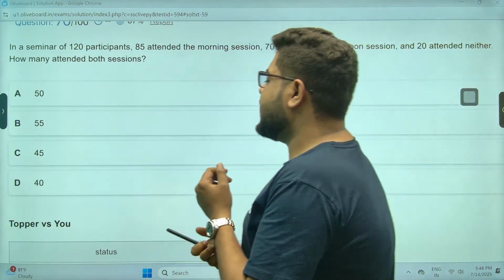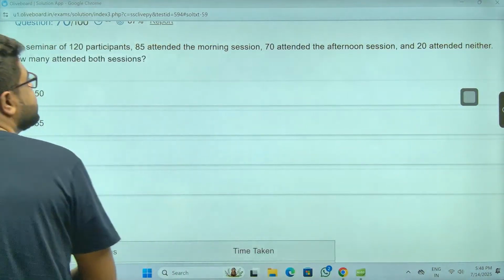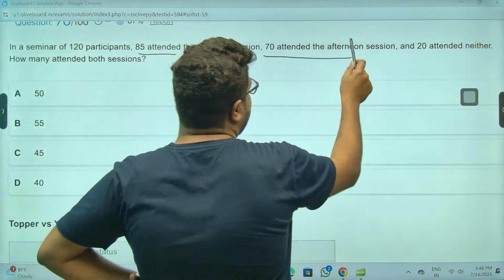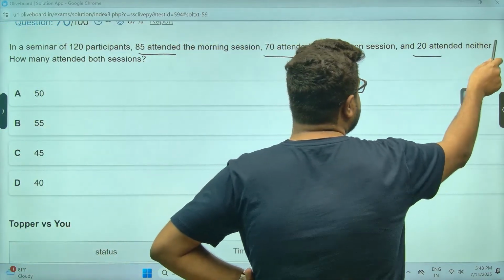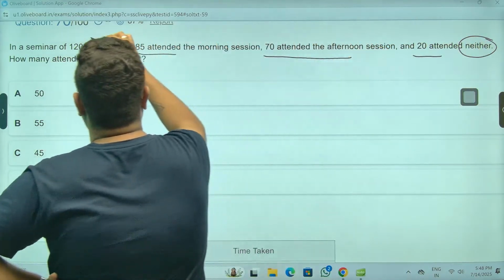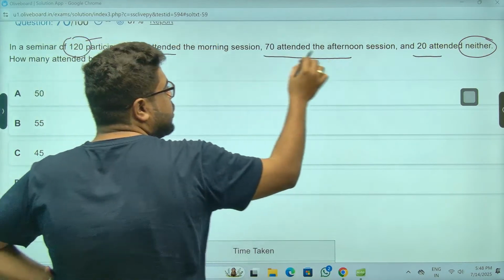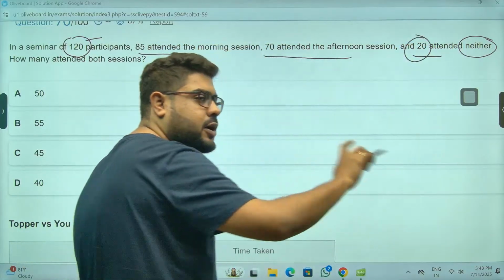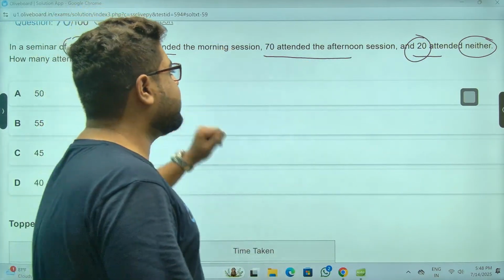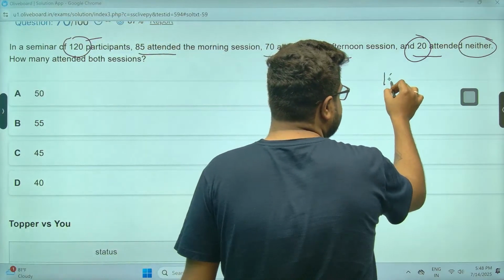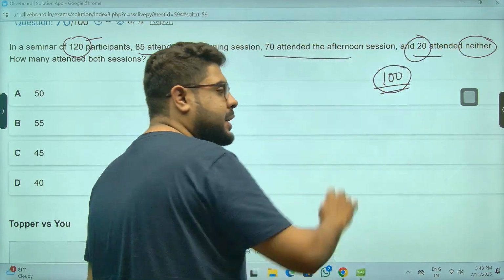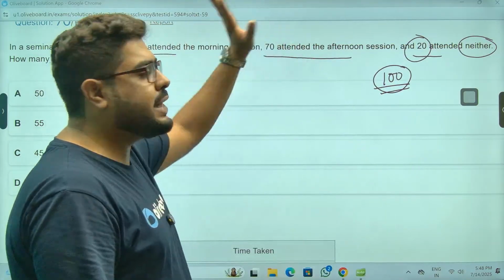In a seminar of 120 participants, 85 attended the morning session, 70 attended the afternoon session, and 20 attended neither. It's not either, it's neither. So out of 120 participants, 20 have not attended any of the seminars. So how many of them have attended at least one seminar, sir? 100. Because 20 participants haven't attended anything.